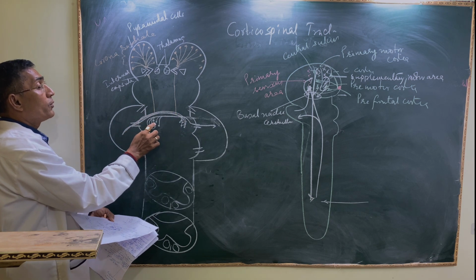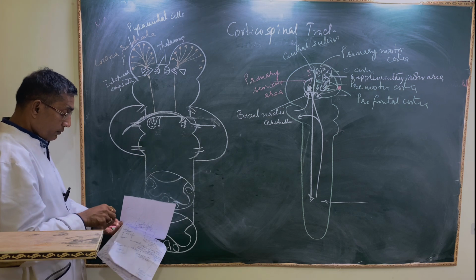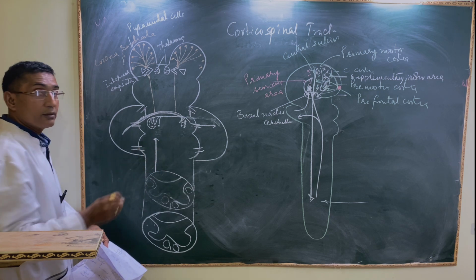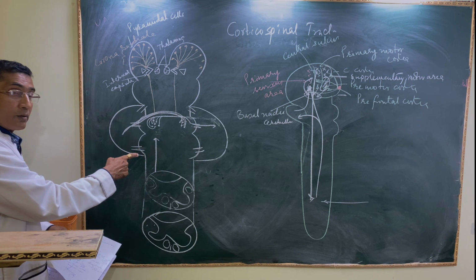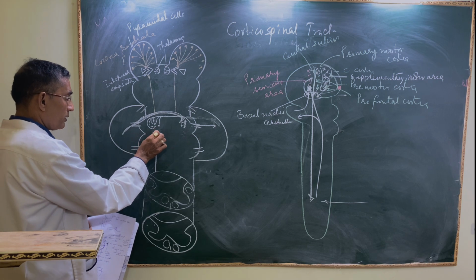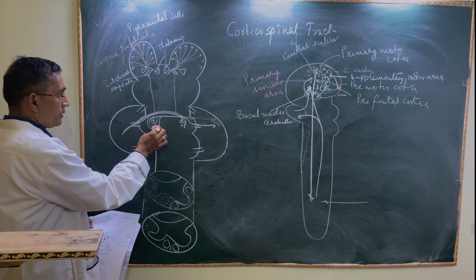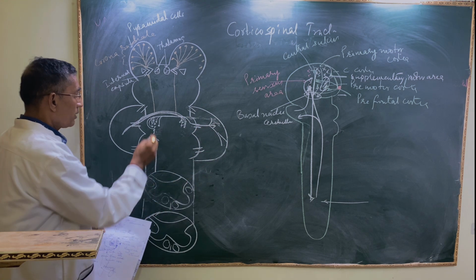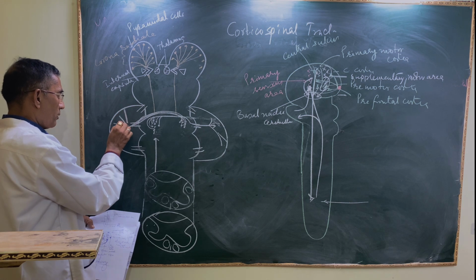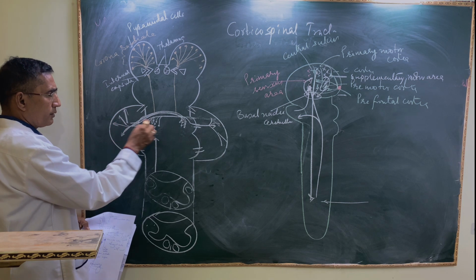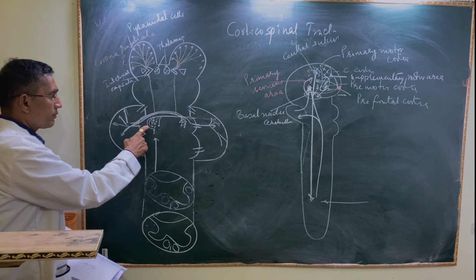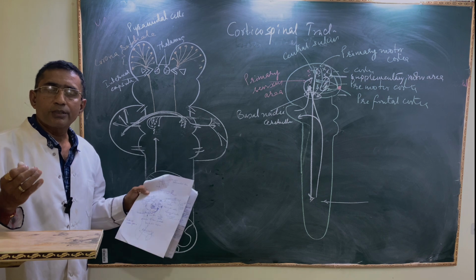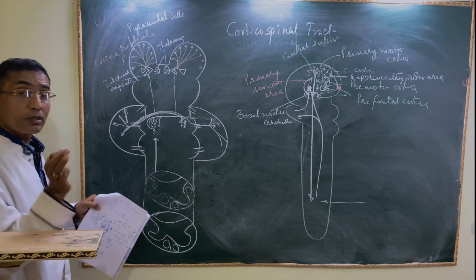So the pontine nuclei are getting information from the proprioceptors, and then the information is relayed to the cerebellum, all areas of the cerebellum. Proprioceptive information is there. So the cerebellum is informed about the position of our hand, the position of the leg, like this. After that, what happens?